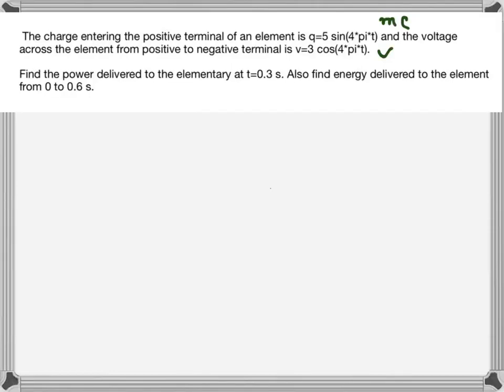The problem says that the charge entering the positive terminal of an element is q = 5 sin 4πt millicoulomb, and the voltage across the element from positive to negative terminal is v = 3 cos 4πt volts. So these two are given. We need to find the power delivered to the element at t = 0.3 seconds, and also the energy delivered from 0 to 0.6 seconds.